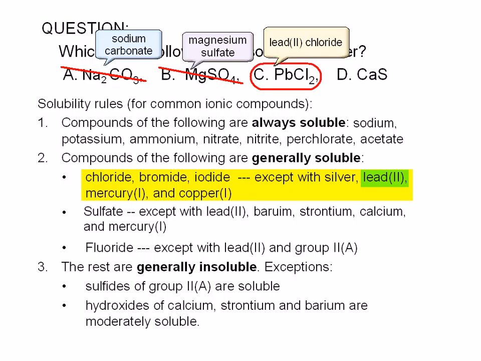Let's verify that choice D is in fact incorrect. The compound in choice D is calcium sulfide. Rule 1 does not apply. It doesn't say anything about calcium or sulfide. Rule 2 does not apply either. So we move on to Rule 3, which says that compounds not covered in Rules 1 and 2 are generally insoluble, and what the exceptions are. Referring to a periodic table, we find that calcium belongs to group 2A. Therefore, calcium sulfide is an exception. It is soluble.